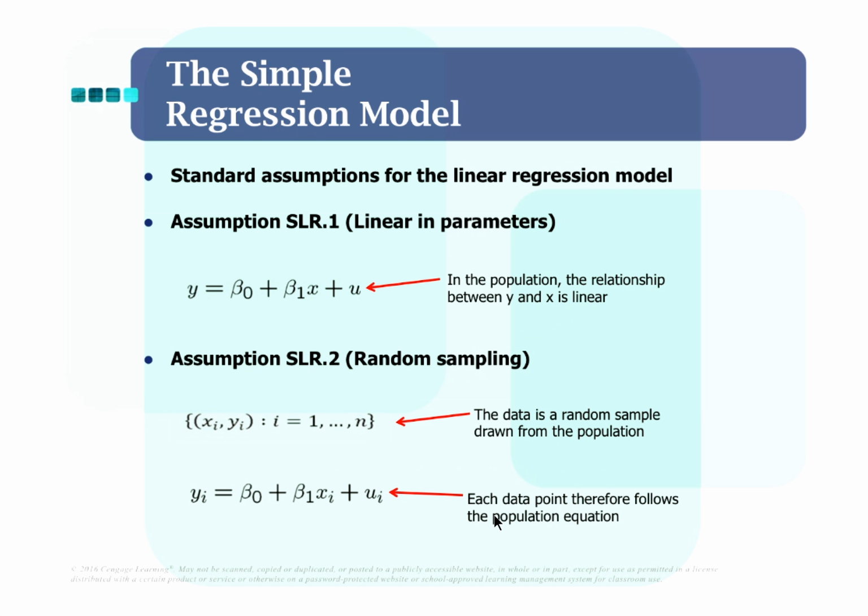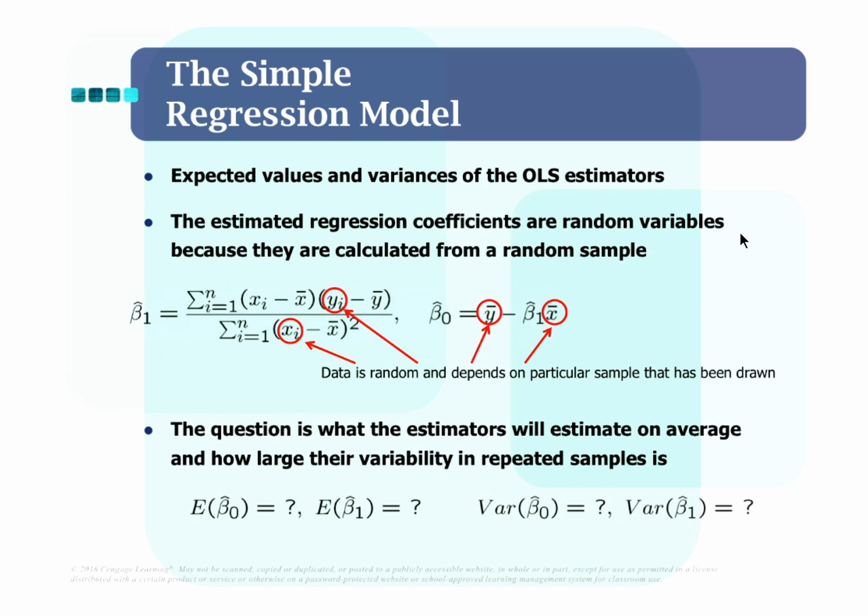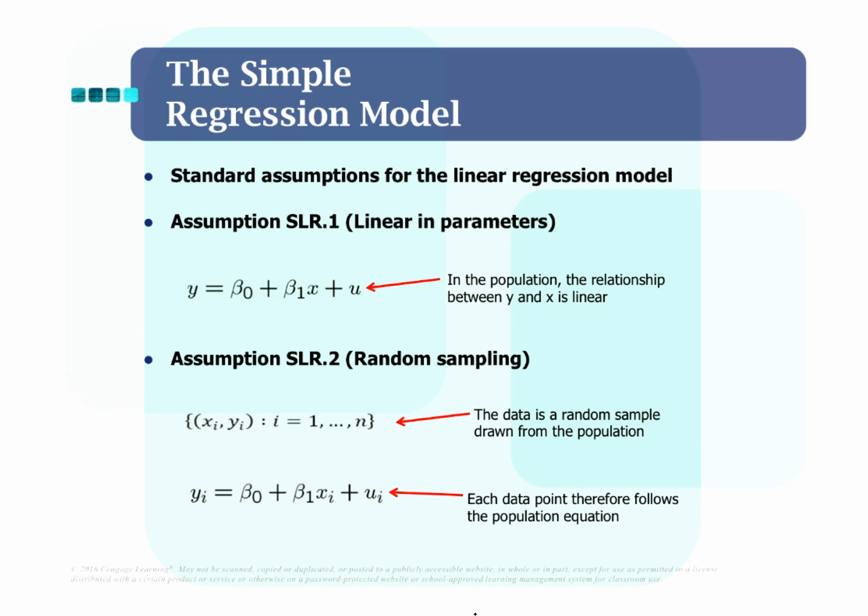To study the expected value and variance of these OLS estimators, we have to impose some additional assumptions for the linear regression models. First of all, we assume that the true relationship in the population between y and x is linear. It is exactly the regression model that we want to estimate. This is by default. Typically, we don't challenge this assumption.